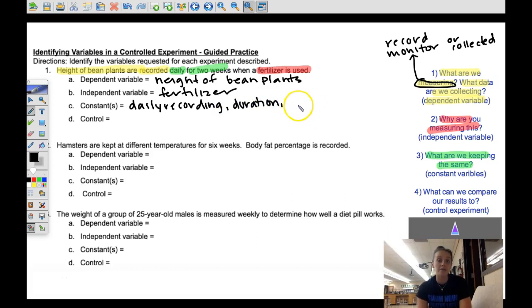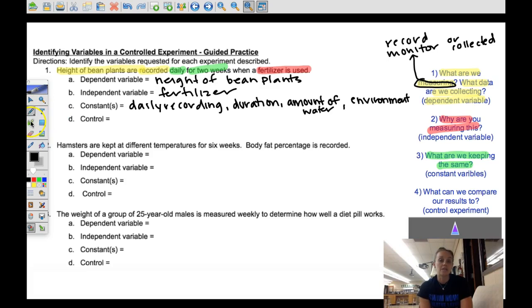Another thing I might want to keep the same, this is where I have to think outside the box, is the amount of water. Because I just want to make sure just the fertilizer is affecting its growth. I also might want to keep the environment the same. Is it getting the same amount of sunlight? Is it getting the same amount of rain, which would be equivalent to the amount of water? Is it in a greenhouse? Is the temperature constant? What's going on? Typically in these activities, I'll only ask you to identify 2 or 3 constant variables because there could be an infinite number of them.